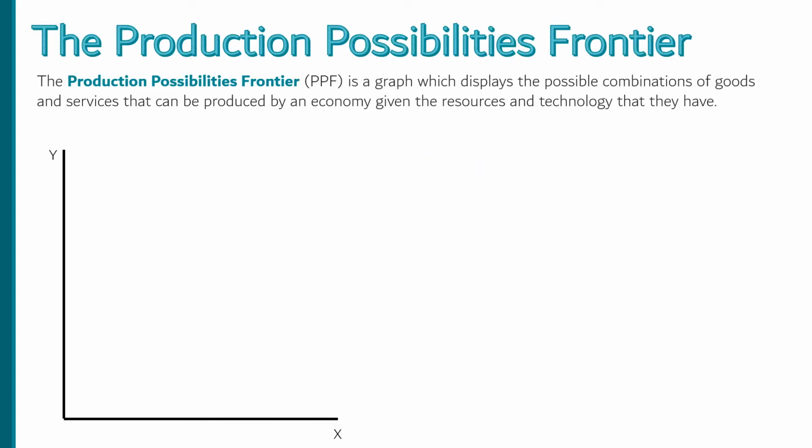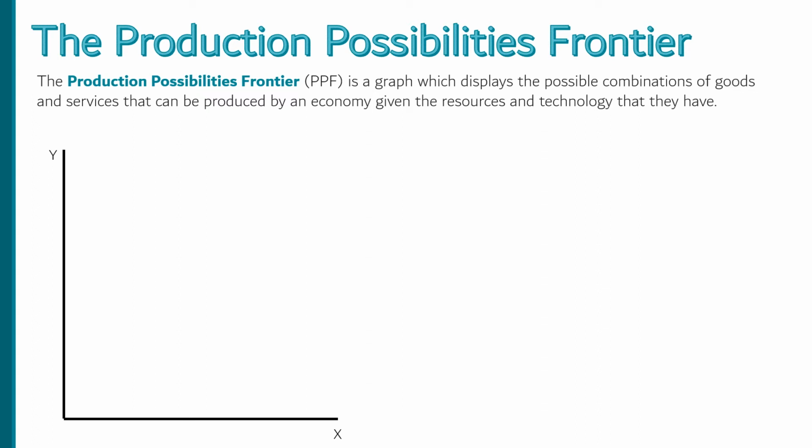When it comes to how you use your time, we don't really think of it as production, though it is doing something with a resource you have, time. But generally, the production possibilities frontier is a model for thinking about the economy. The production possibilities frontier, or PPF, is a graph which displays the possible combinations of goods and services that can be produced by an economy given the resources and technology that they have.